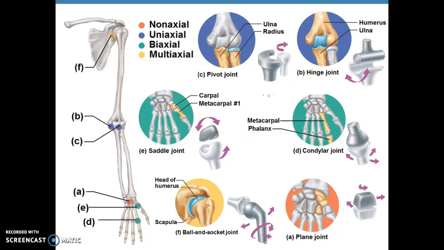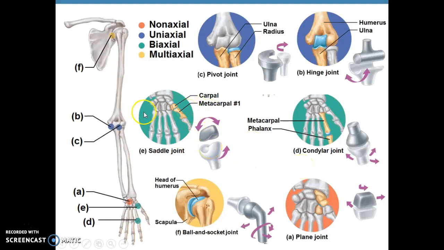So let's look at the biaxial now. That means it has two directions of movement. So we have a saddle joint and we have a condylar joint. These are similar, not exactly the same, but you'll have motion in two different directions. The saddle joint is only found in the thumb. And that's why humans are so special, because we have thumbs that are able to do a lot of different motion, and that's due to our saddle joint.